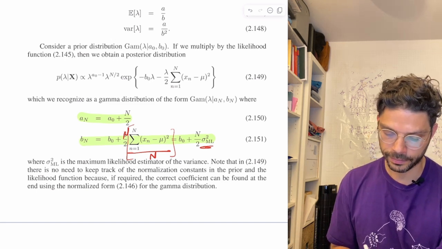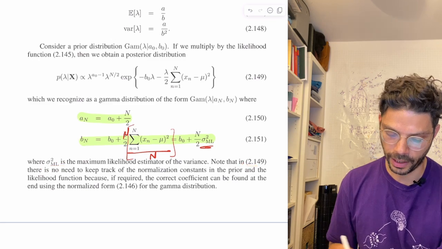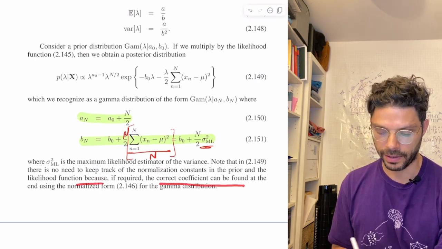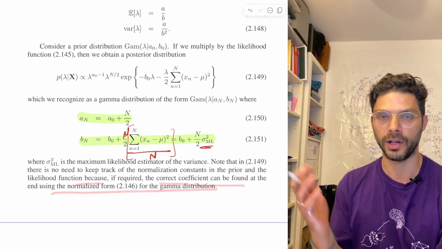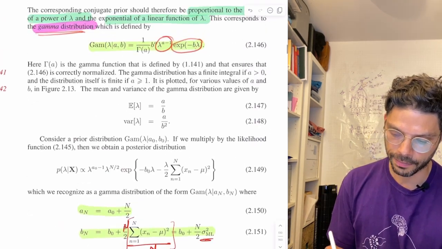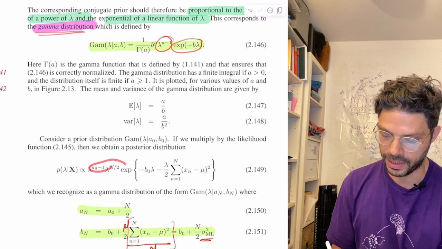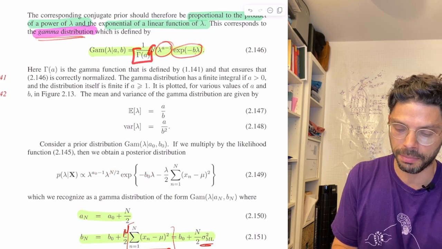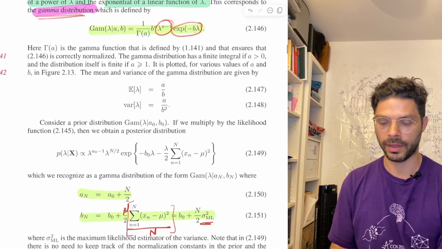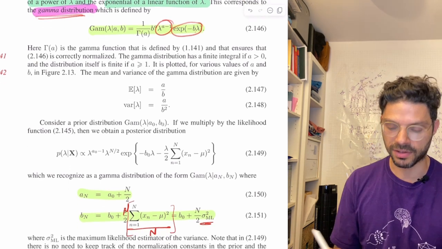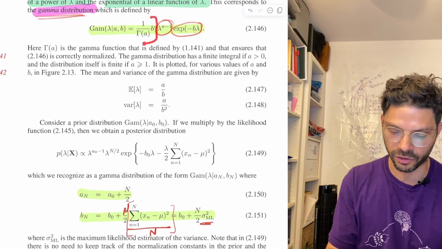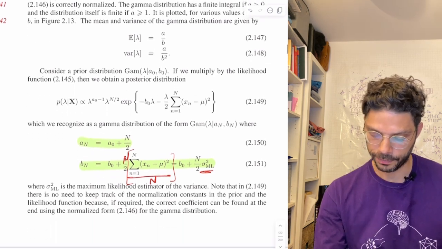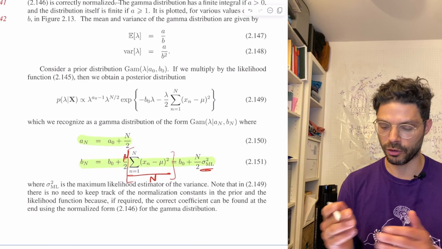Okay, right. Note that in 2.149, there is no need to keep track of the normalization constants in the prior, because if required, the correct coefficient can be found at the end using the normalized form of a gamma distribution. I think all he's saying there is, look, if you know what a and b are, which we are figuring out, then the normalizing functions are gamma a and b to the a. So you don't have to worry about them. When we're estimating these parameters, those normalizing terms don't come up. Cool. So if we need them, we can always just plug them back in.